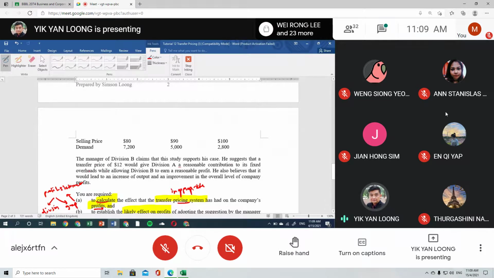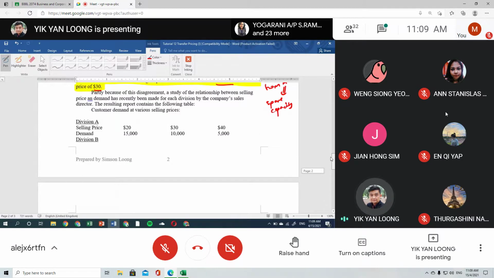He suggests a transfer price of 12 would give division A a reasonable contribution to its fixed overhead, while at the same time allowing division B to earn a reasonable profit. He also believed that it would lead to an increase in output and improvement of the overall level of the company's profitability. So what do we do then for this question?